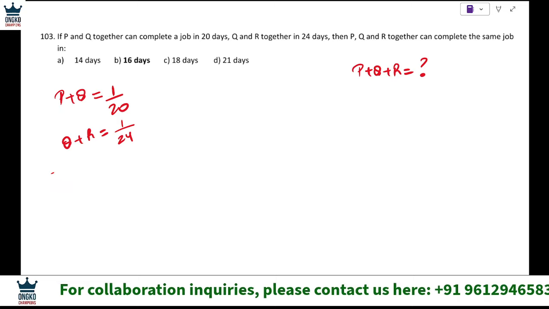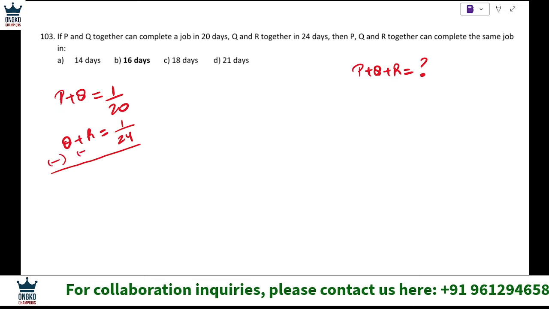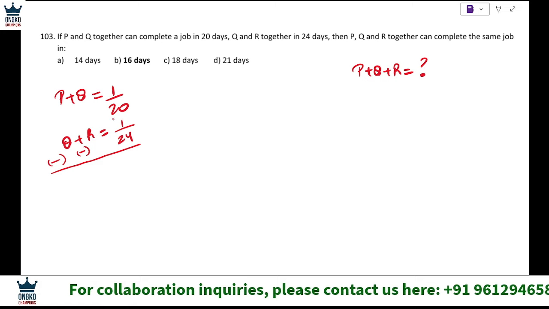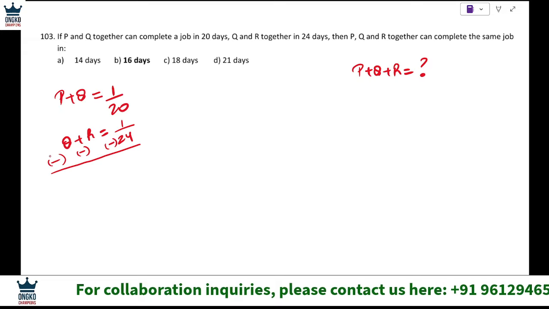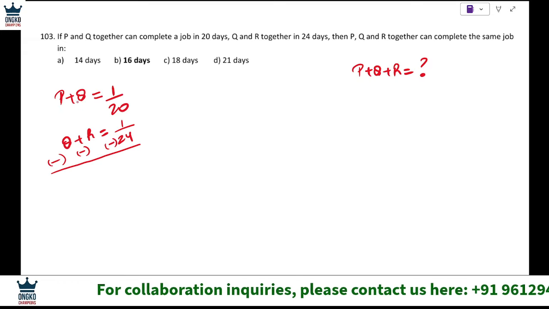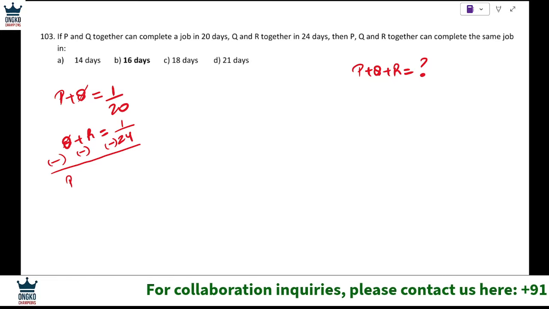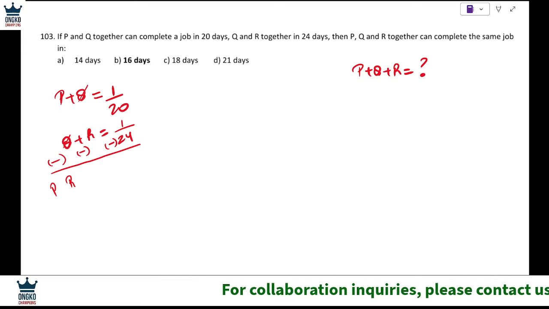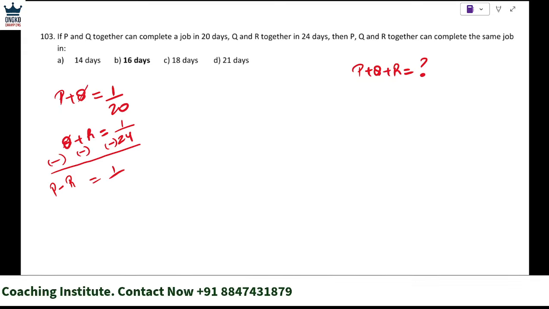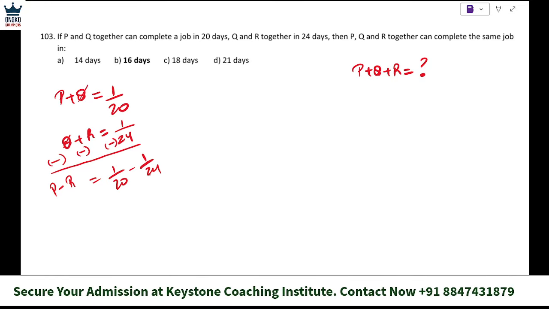So now let's subtract this one. Alright, let's subtract this one. Then here it will be minus, the sign will be changed. The sign below is opposite: minus becomes plus, plus becomes minus. So here Q and minus Q can be cancelled. So P minus R is equal to 1 by 20 minus 1 by 24.